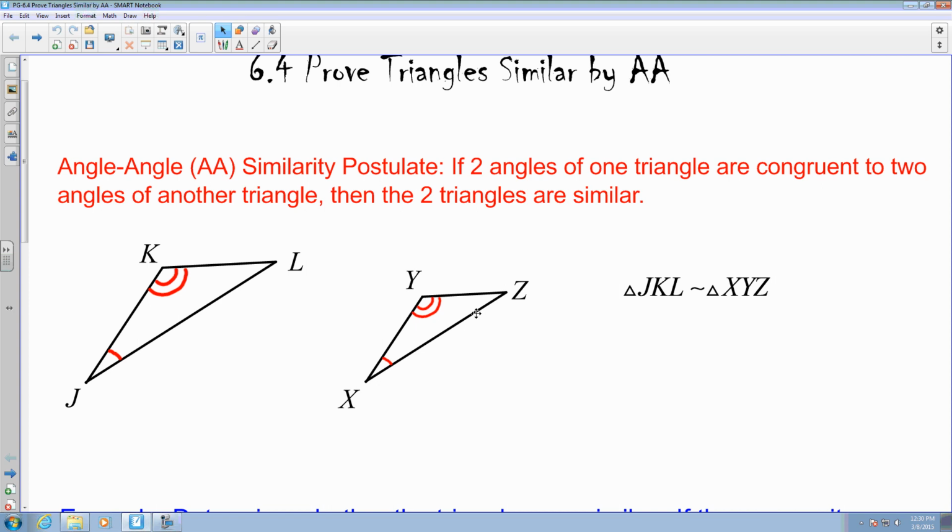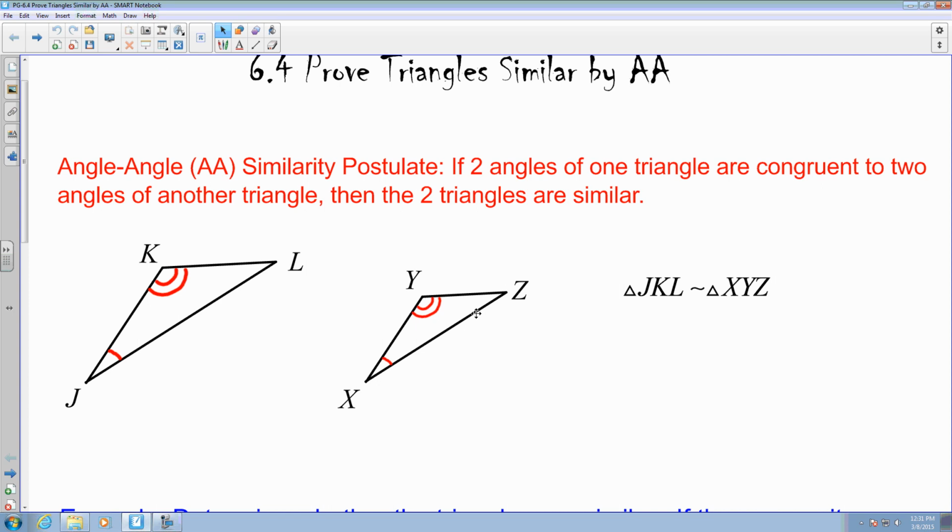So in the drawing or diagram presented to us, it looks like angle J and angle X are congruent, and angle K and angle Y are congruent. So by saying that those two angles are congruent, we can say by AA similarity, triangle JKL is similar to triangle XYZ. All right. So all we have to do is show that two angles are congruent, then we can say that those triangles are similar.